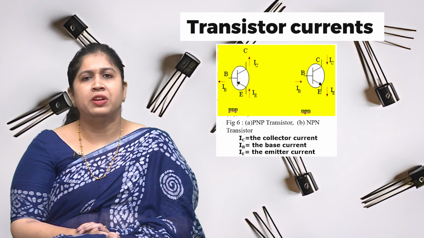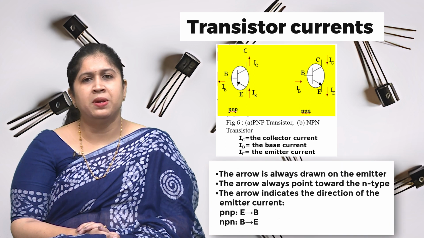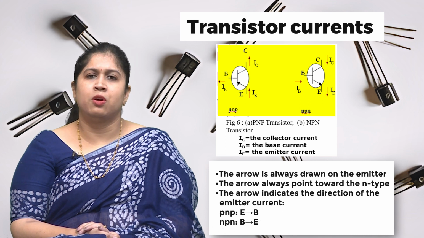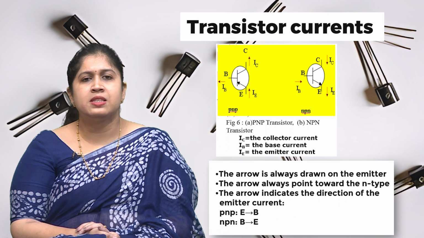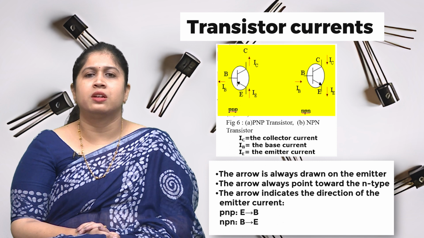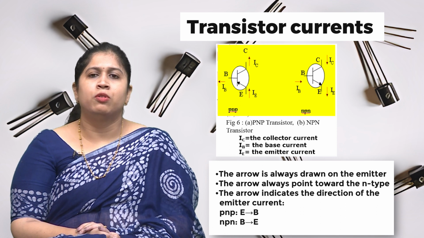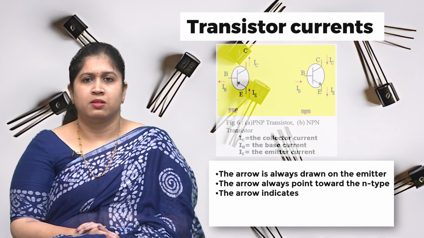As you can see in the figure, the arrow is always drawn on the emitter. The arrow always points towards the N type. The arrow indicates the direction of the emitter current, and the collector current is represented by IC. IB is the base current and IE is the emitter current. In the PNP, the current flows from E to B, and for NPN the current flows from B to E. E represents emitter, B represents the base.